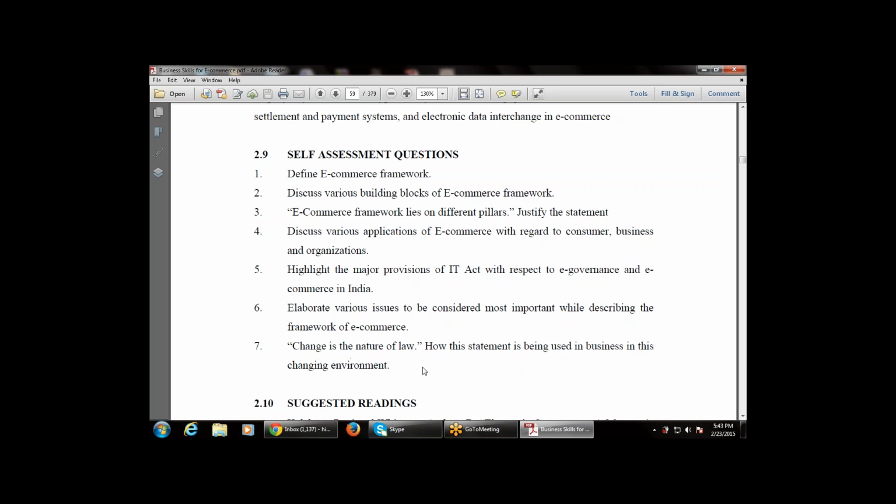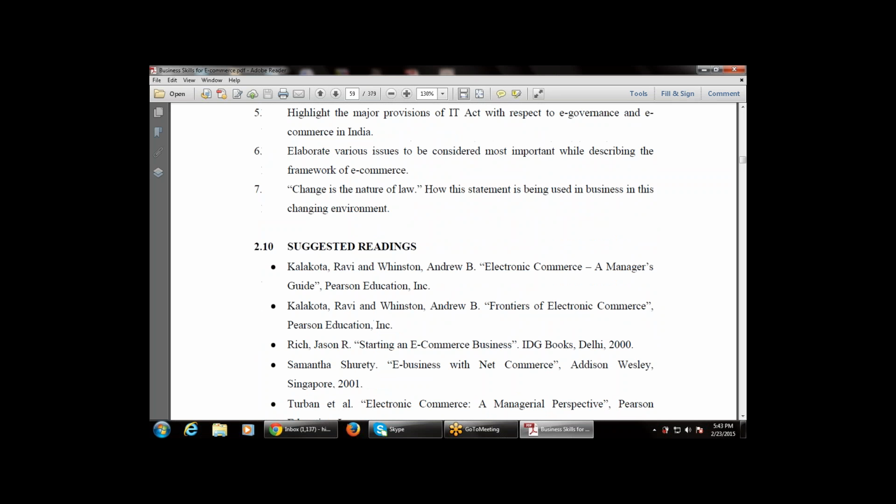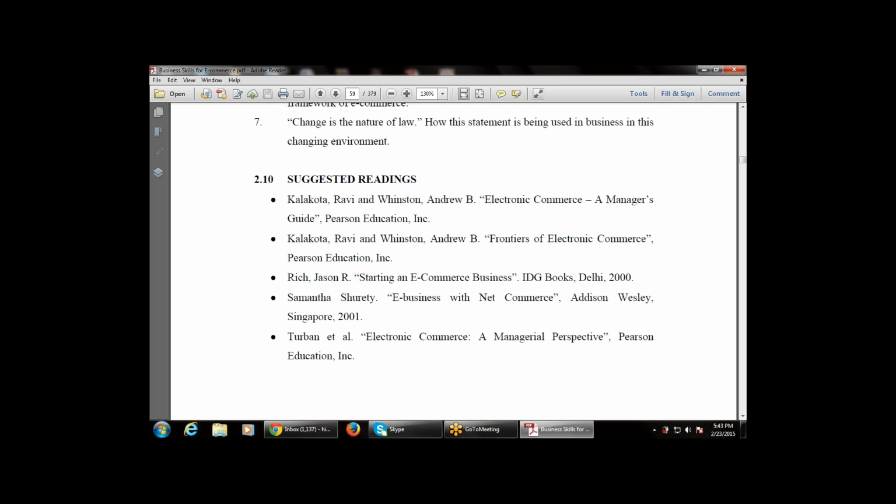So this statement is a very correct statement. Every time changes are made, the nature of law changes. This statement is used in business for the changing environment. How is it possible? Every time it changes to a new environment. Just like a change, in the same way we are moving from the traditional system, that is offline transactions, to online transactions, doing the transactions over the internet. For business transactions, we are moving from offline to online.